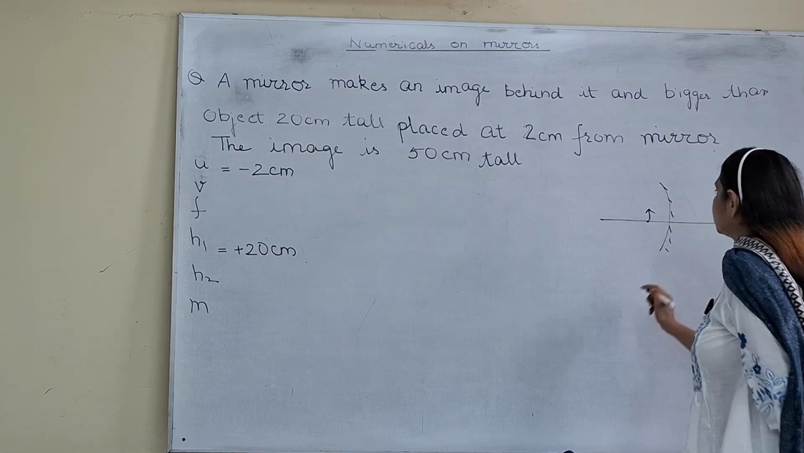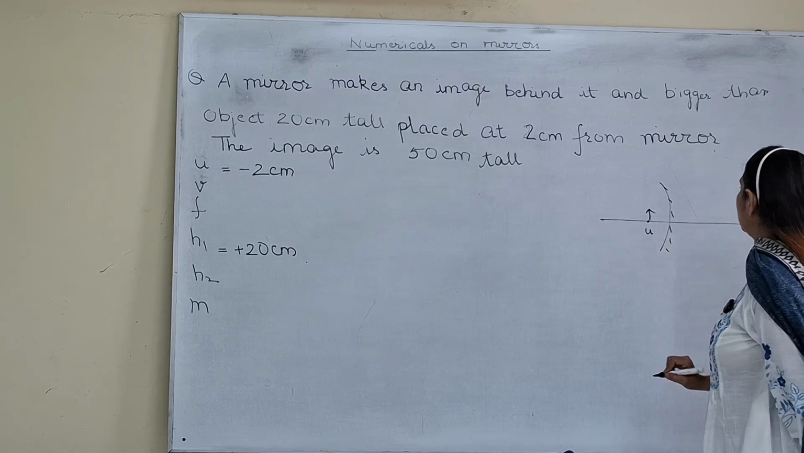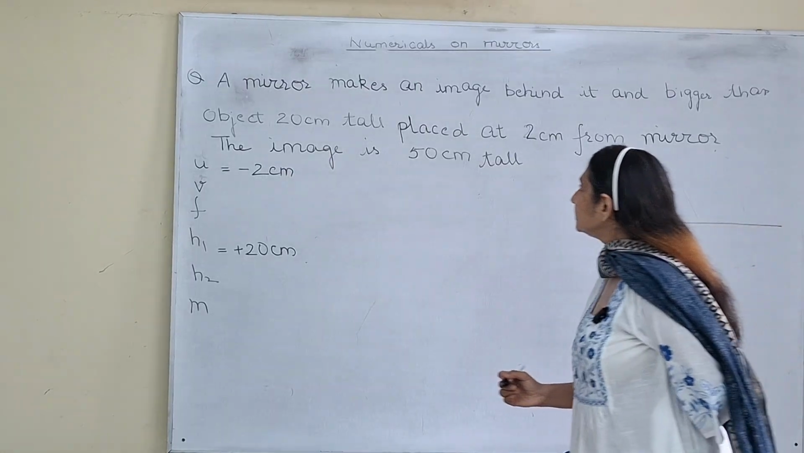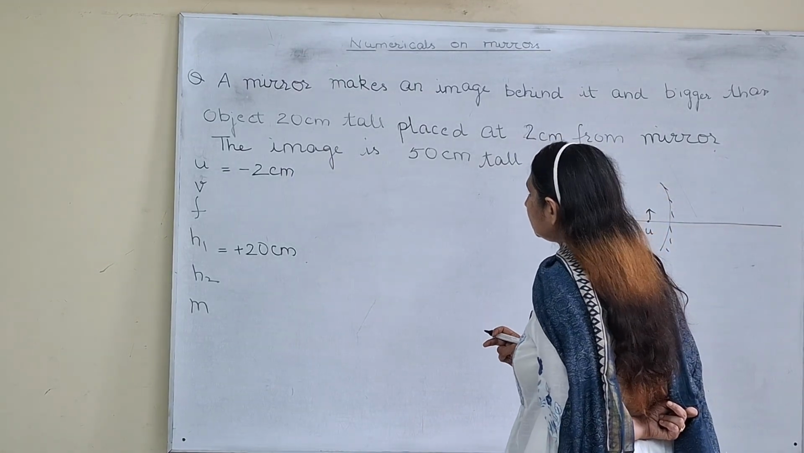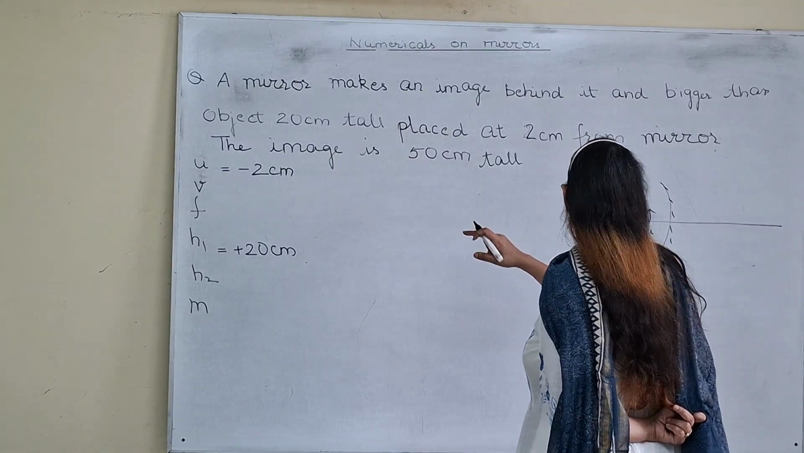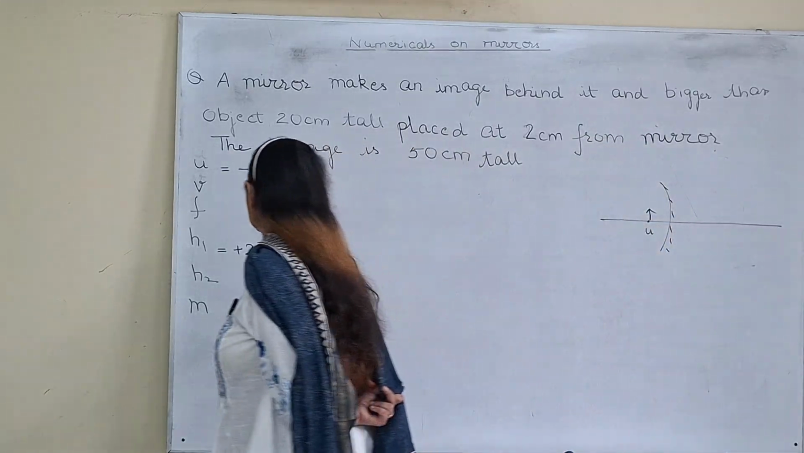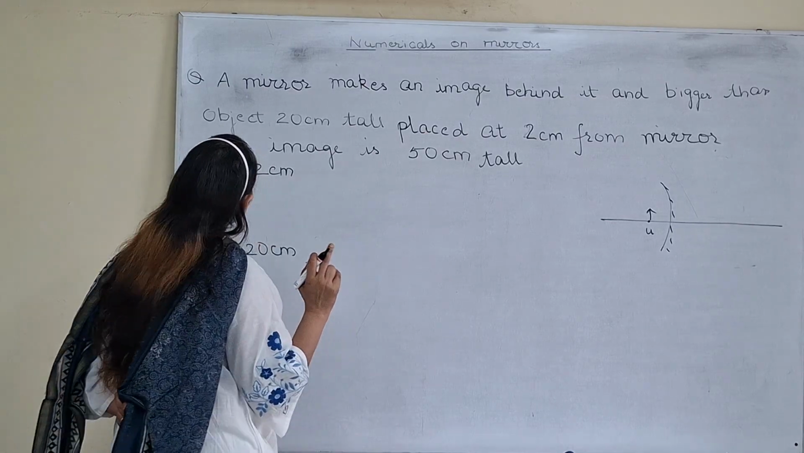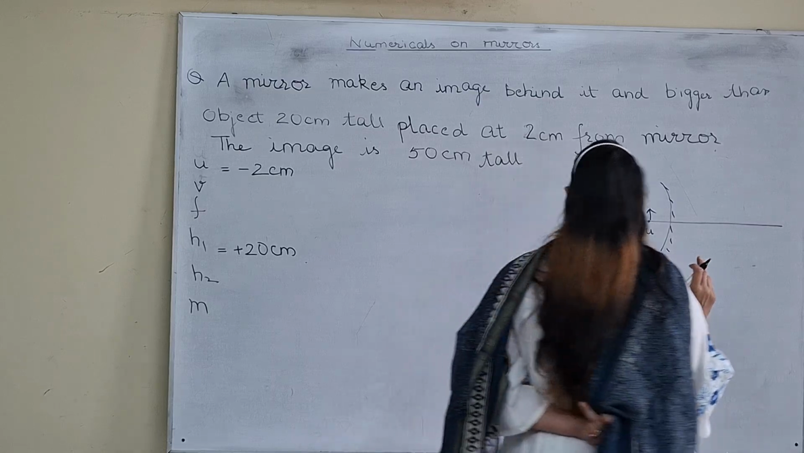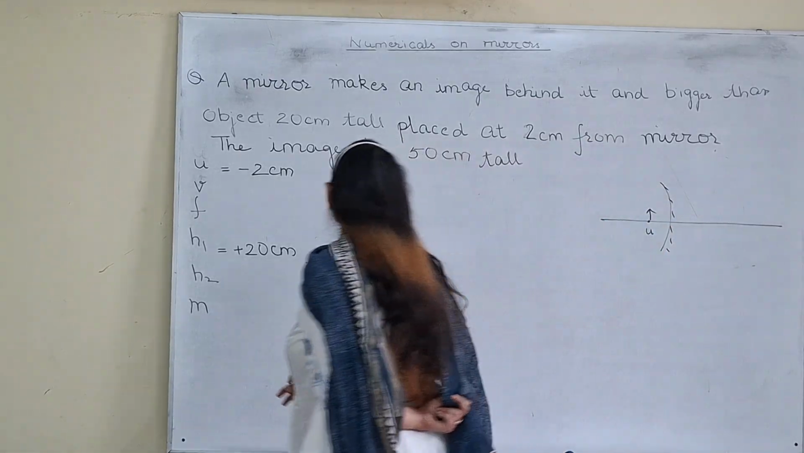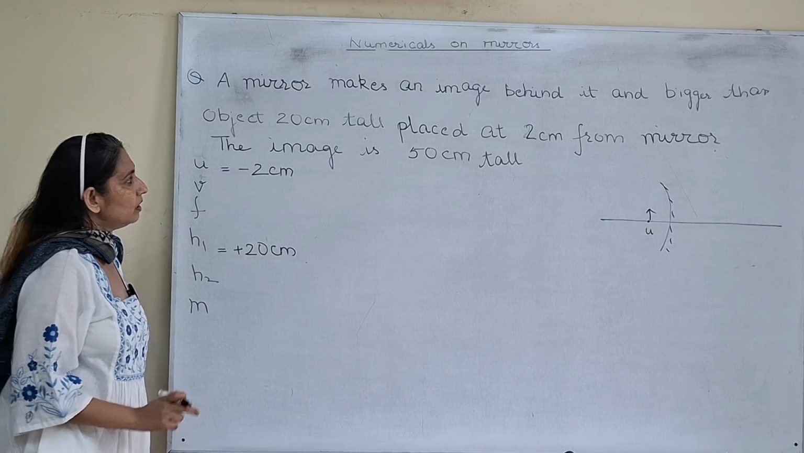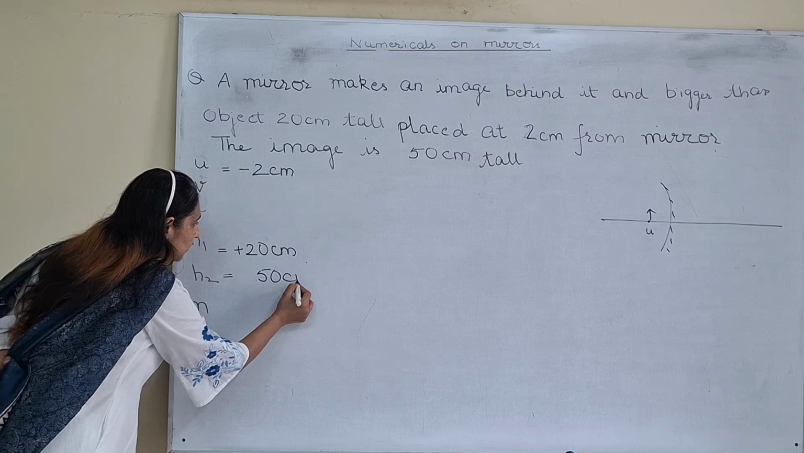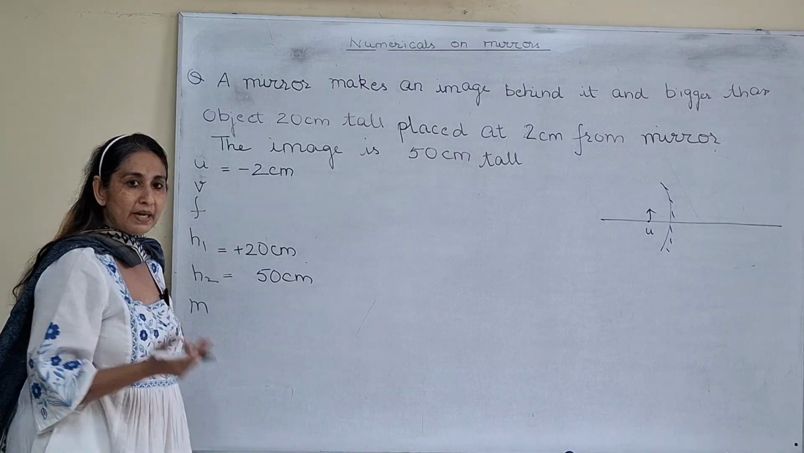Nice and very close. This is U and it forms an image which is 50 centimeter tall. Okay, 20 centimeter have we used? No, 1 second. Height 1 is 20 centimeter, U is minus 2 and nothing else is given. 2 centimeter from the mirror. No, this also we know. The image is 50 centimeter tall. Now we can write image as 50 centimeter. But what about minus and plus? Minus 50 or plus 50?